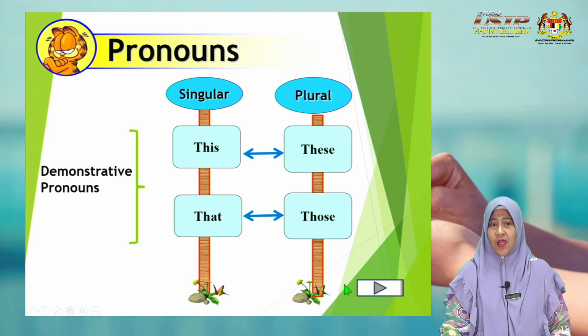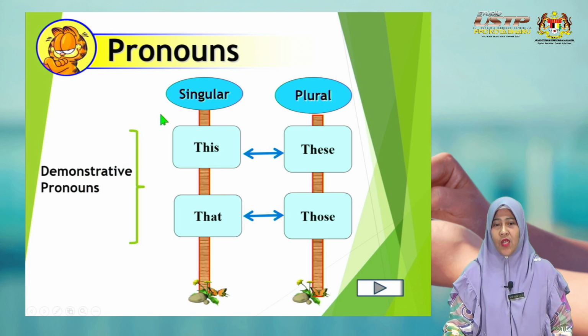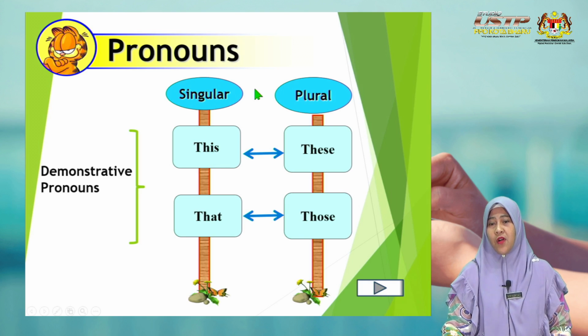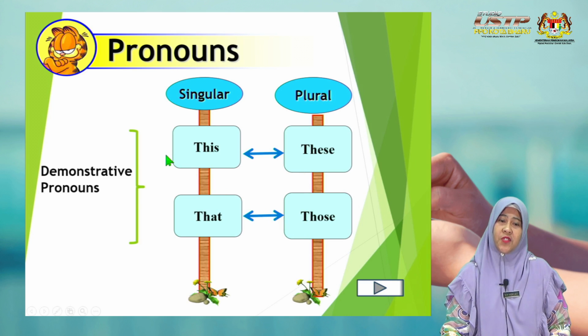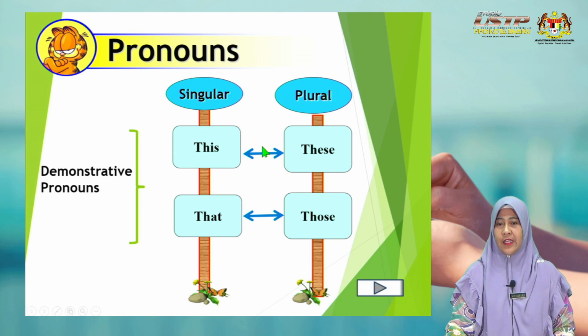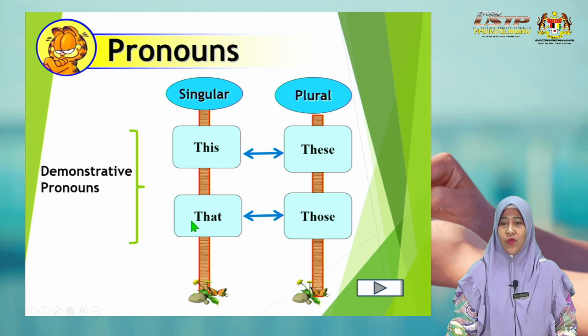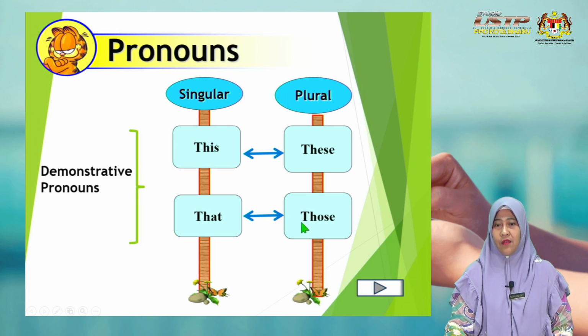Okay, the second type of pronouns is demonstrative pronouns. It is a pronoun that points to a specific object. We use this and that for singular, and for plural we use these or those. When the object is near the speaker, we use this or these, and when the object is further from the speaker, we use that and those.